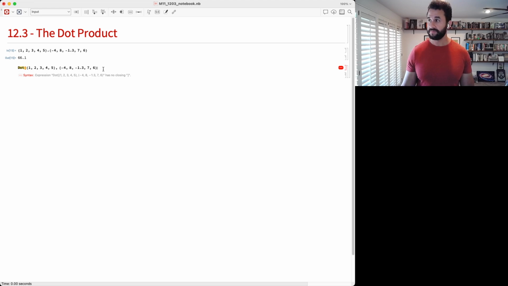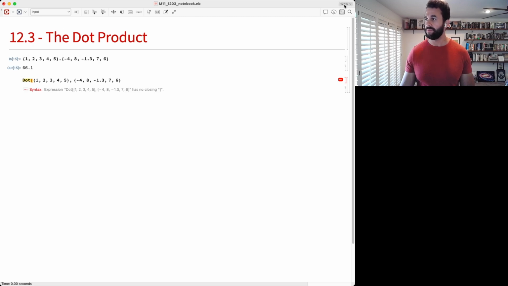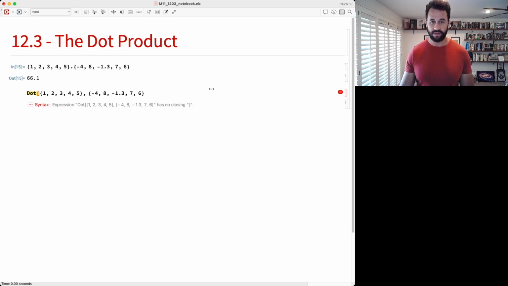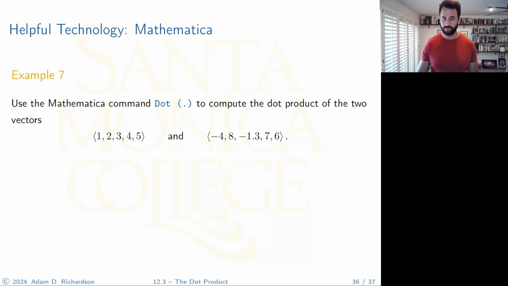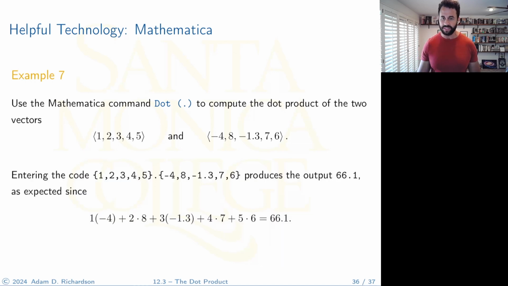There we go. Let me zoom in. Sorry, I realized this is kind of small. Maybe a little bigger even. There we go. So now we can close this. Boom, there we go again. So Mathematica can do the dot product for you. Okay, now let's go back to the slides. And last little bit, this just confirms what we did. Yep, that's it right there.